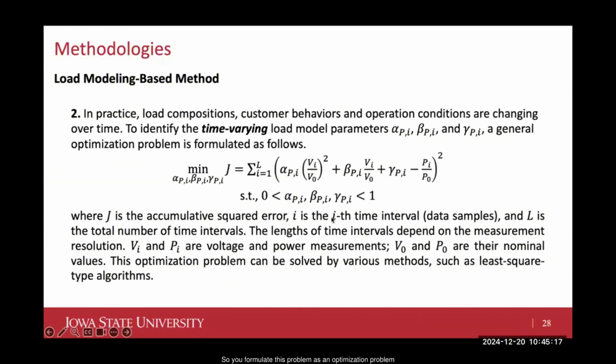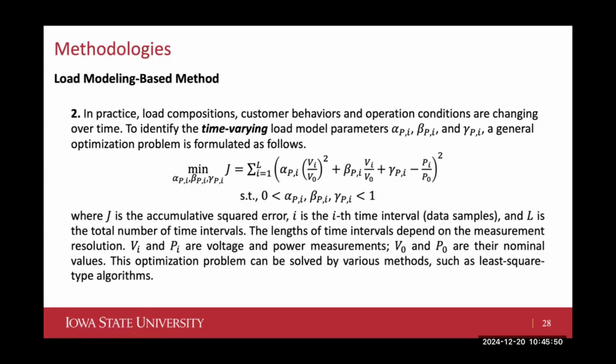So you formulate this problem as an optimization problem. You try to find the combination of alpha, beta, gamma so that your model output is very similar to your measurements, right? P is your measurement, and V is the measurement, and alpha, beta, gamma are what you want to identify. So you will try to select different combinations of alpha, beta, gamma to minimize the error, the difference between your model output and your measurements. So that's the problem statement.